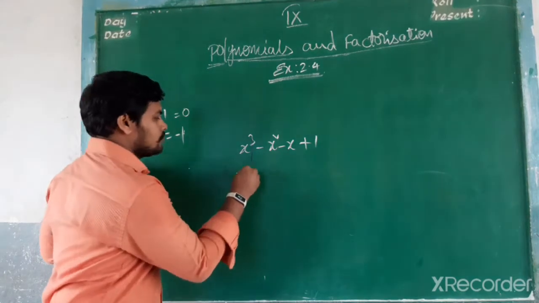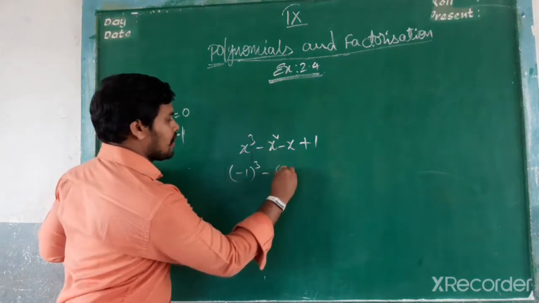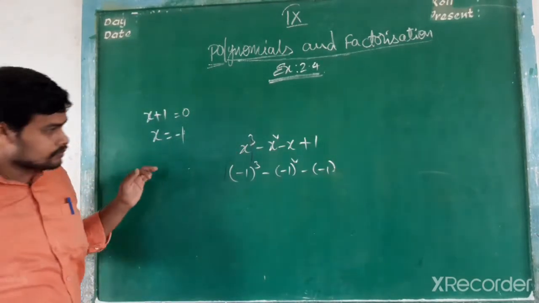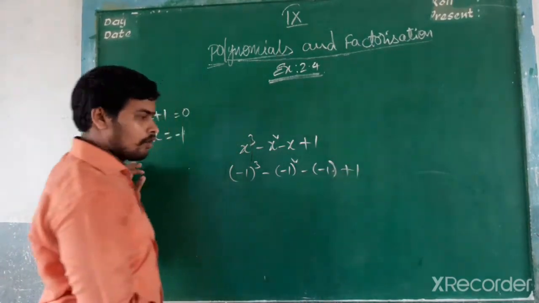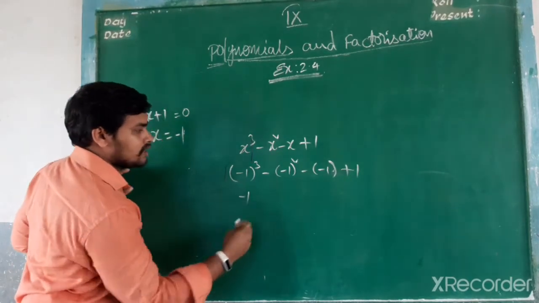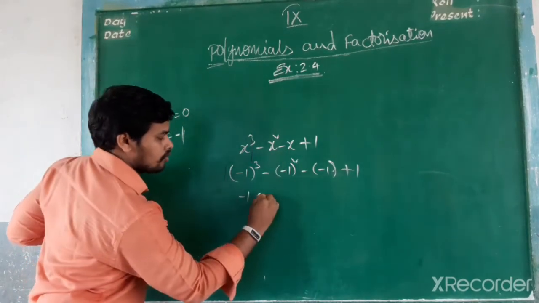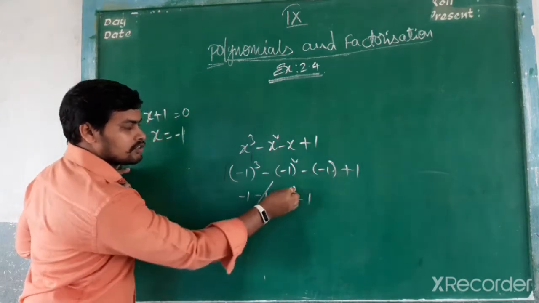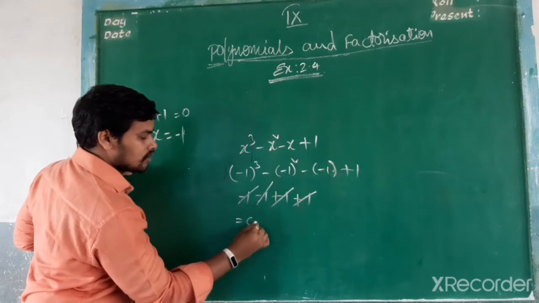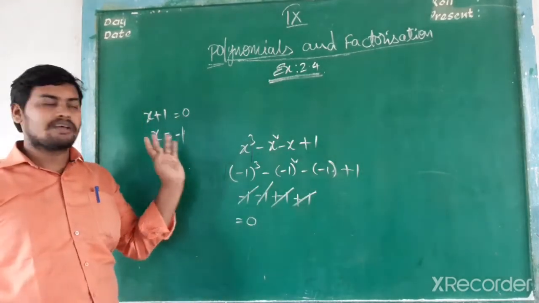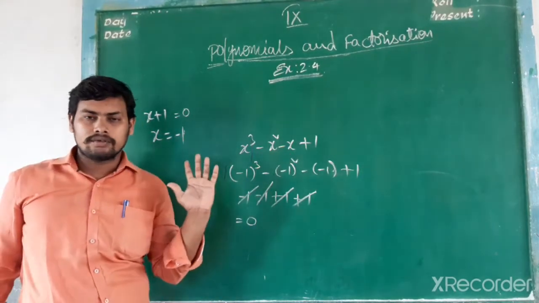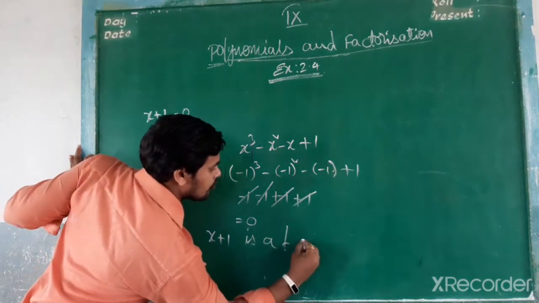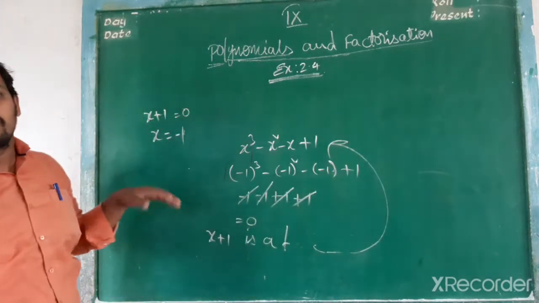So minus 1 whole cube, minus minus 1 whole square, minus minus 1, plus 1. Minus 1 whole cube is minus 1. Minus 1 whole square is 1. So minus 1, minus minus becomes plus, so plus 1. Minus 1 plus 1 cancel. Minus 1 plus 1 cancel. So x plus 1 is a factor of this particular polynomial. So write down the sum: x plus 1 is a factor of this polynomial.